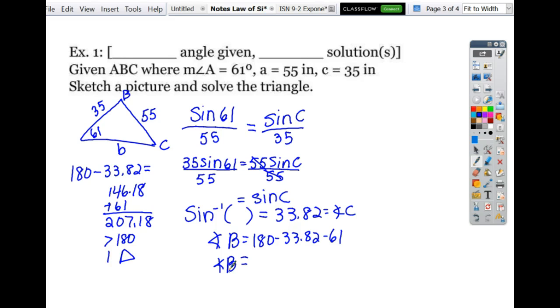So if we subtract, angle B is 62.66. So what are we looking for? You're looking to fill in the triangle. So I have angle A, B, and C. Do I have side A, B, and C? No, I don't have side B. So how can I find this? Sine of B over... right. So B is 62.66. Sine of 60.